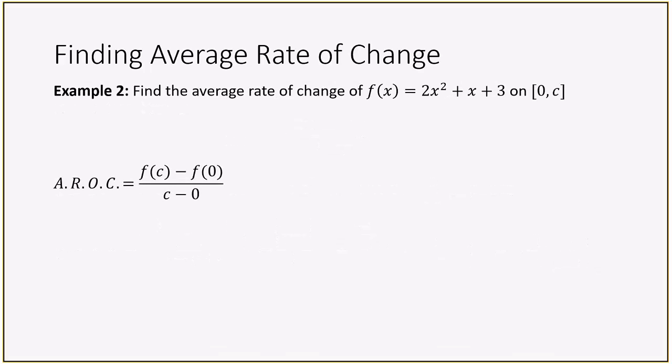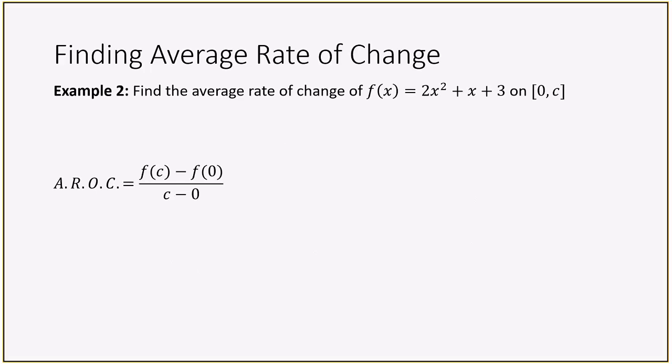So to see it again, here we have a function f of x equal to 2x squared plus x plus 3, and now I have a little bit of a weird interval, 0 to c, but that's perfectly fine. Quite often when we're dealing with average rate of change, we don't have a nice whole number, or even a nice fraction with numbers in it. Sometimes we have variables. But I'm still going to use that average rate of change formula that we saw in the last slide. I'm going to plug in c into that function.